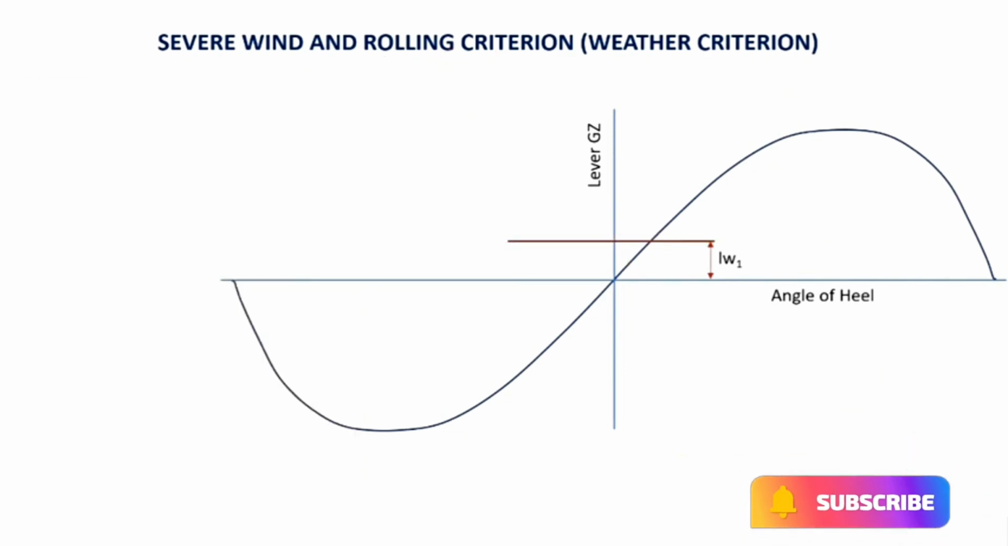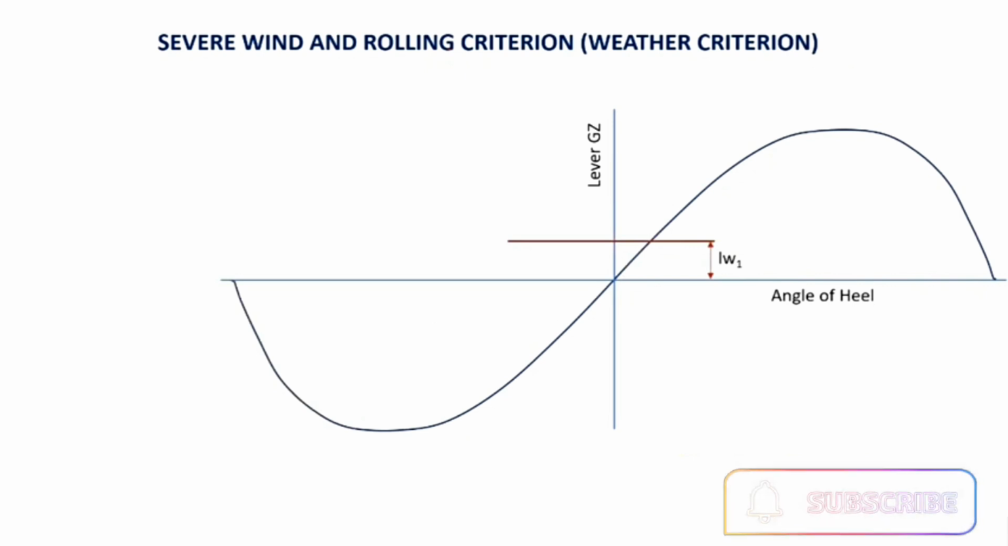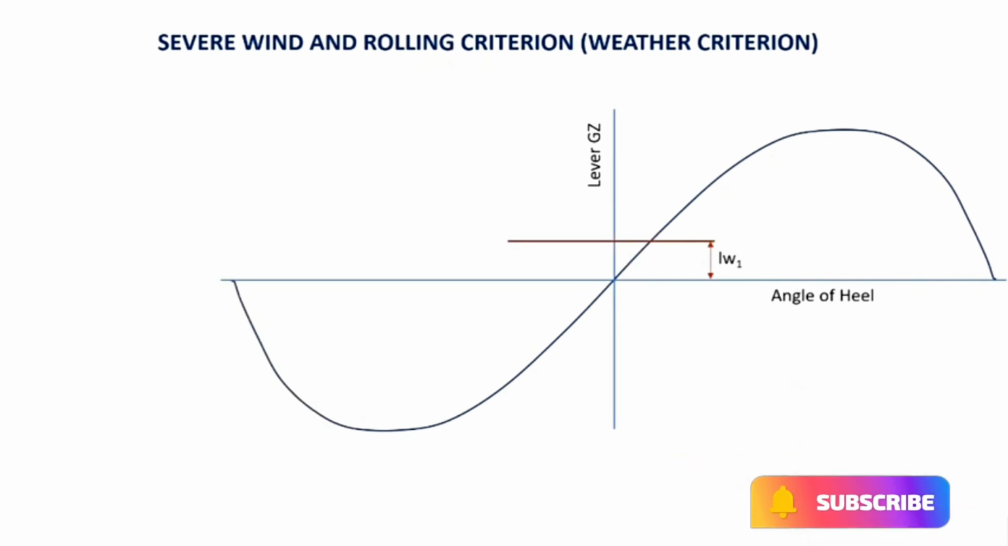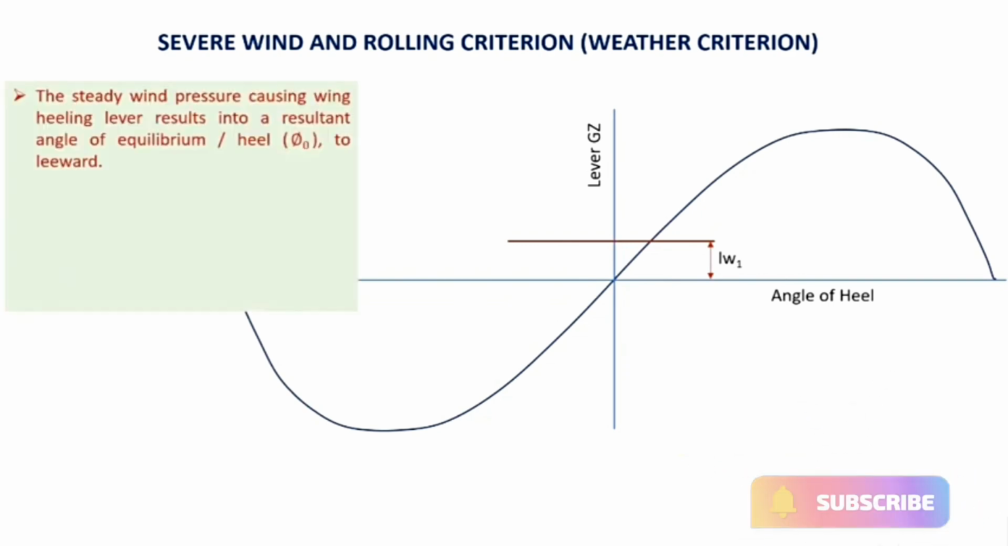Okay. Now, this LW1 causes the vessel to heel and you know how to find that angle. And that angle in this topic is named as phi 0. So that means the steady wind pressure causing the wind heeling lever LW1 results in a resultant angle of heel phi 0. Which side? To the leeward. So this angle, I'm sure you'll agree, is phi 0. Yes or no, guys? Correct? Yes, sir. Correct. No, sir, not understood. What is it that you've not understood?